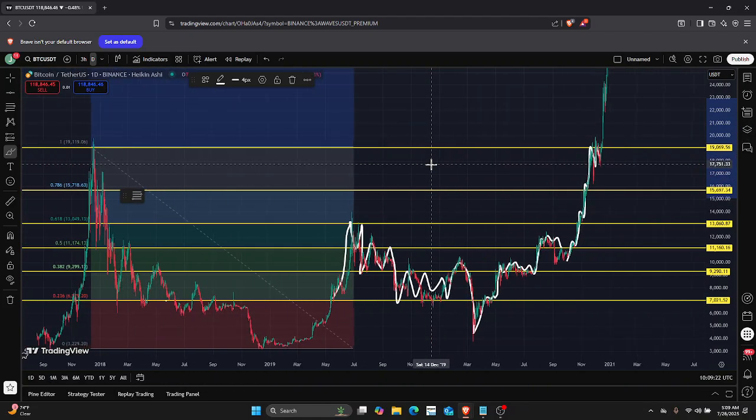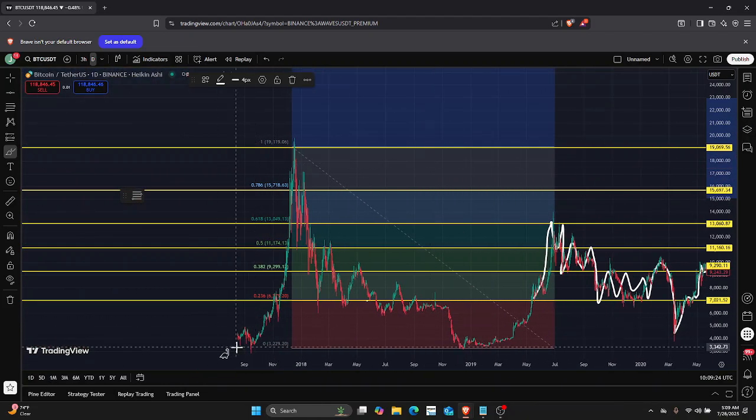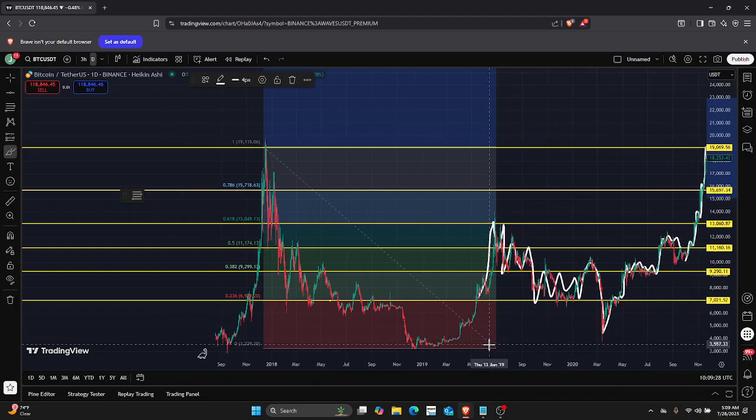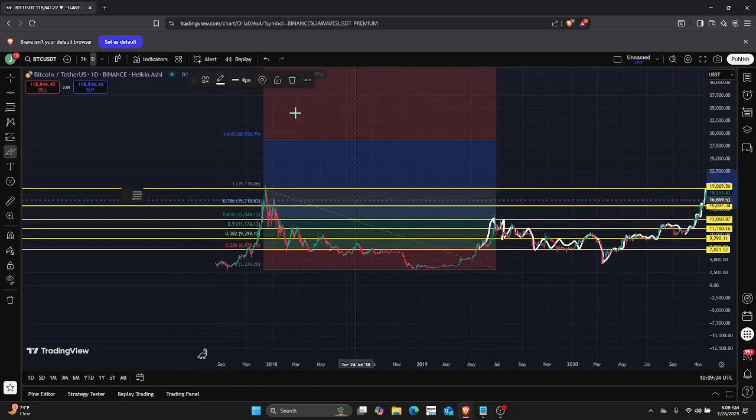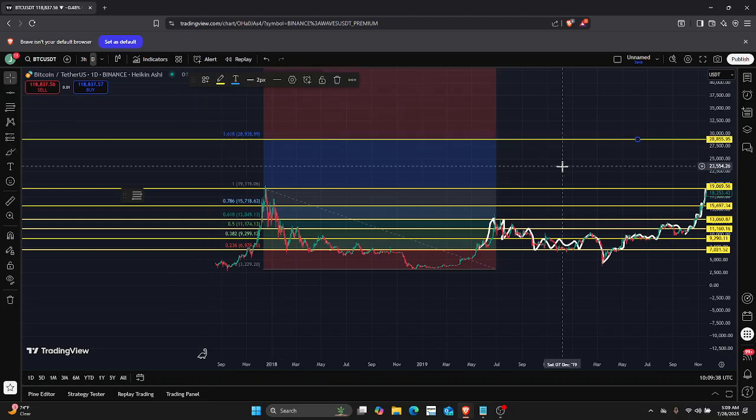Let's take it a little farther. Now, again, this is 2017 through 2019 is where we're gathering our data from. But in 2017 to 2019, you could have known where Bitcoin would travel.